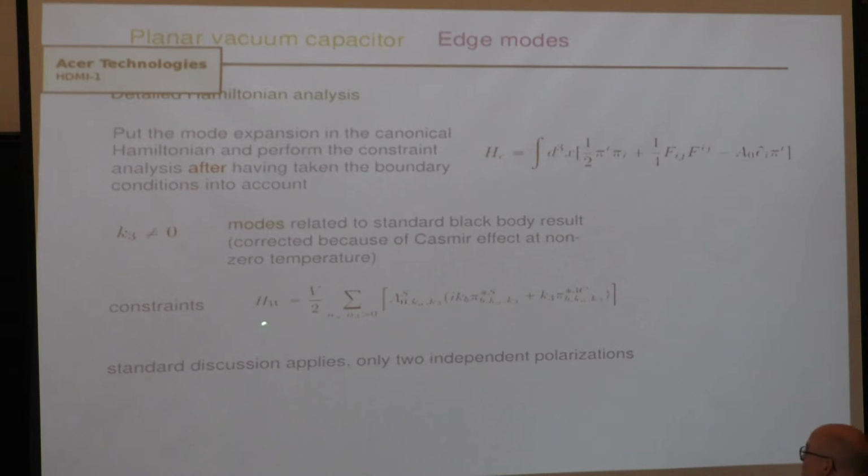Okay. So for this sector, k3 different from 0, this sector is exactly the same sector that you have in the standard discussion of the Casimir effect at finite temperature. So there are only two independent polarizations, and you do either reduced phase-space quantization, or you put.